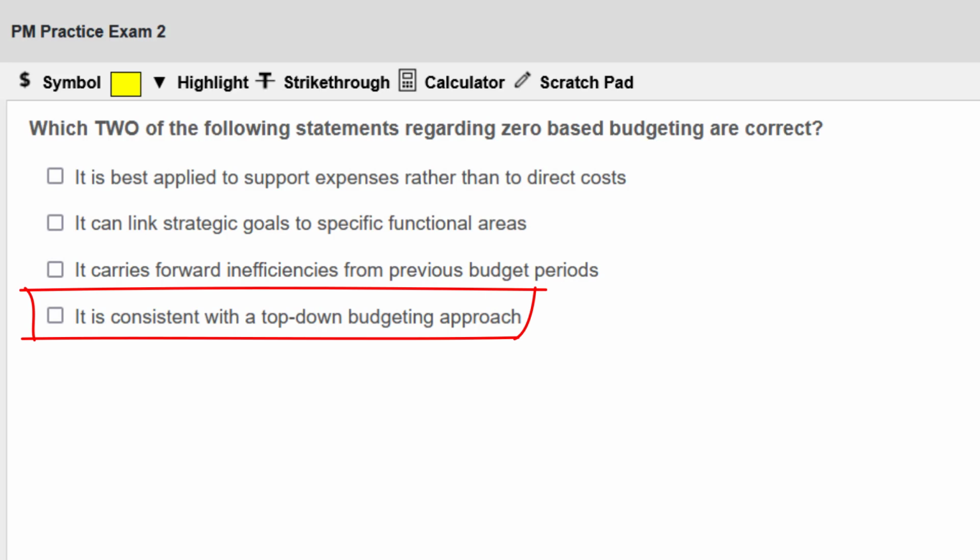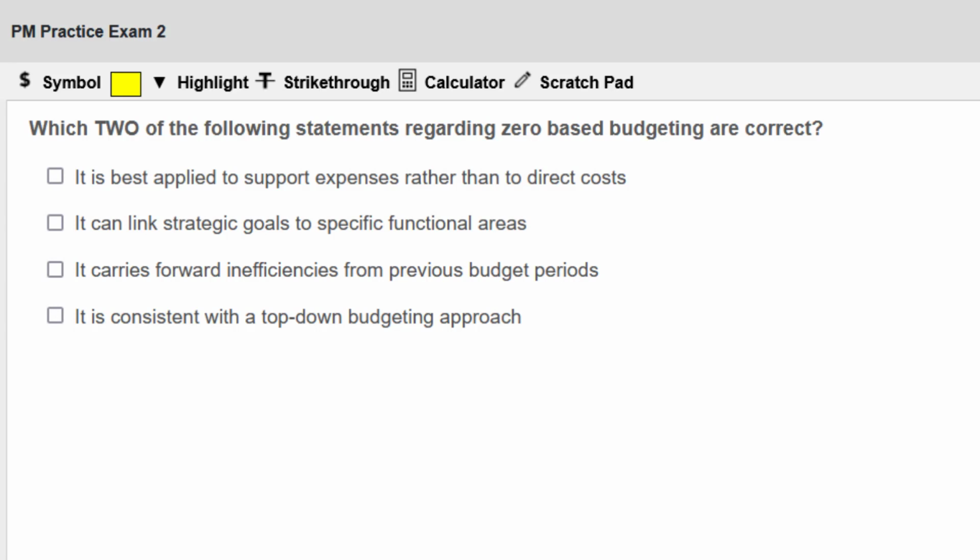It's consistent with a top-down budgeting approach. Zero-based budgeting is about delegating part of the process to cost center managers who come up with their own decision packages, which they then present to a budget committee. So from elimination, I know that it's answers 1 and 2.